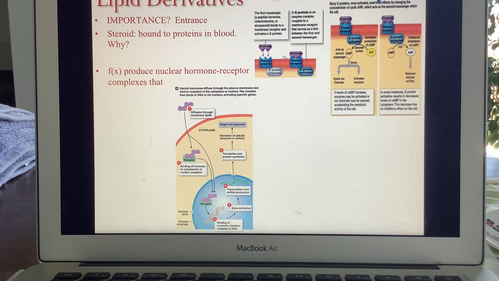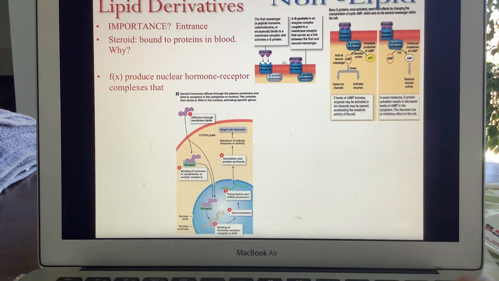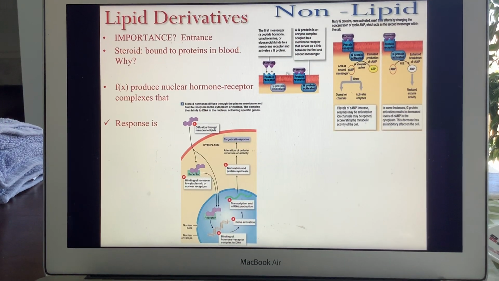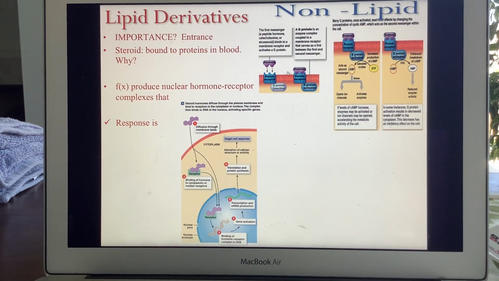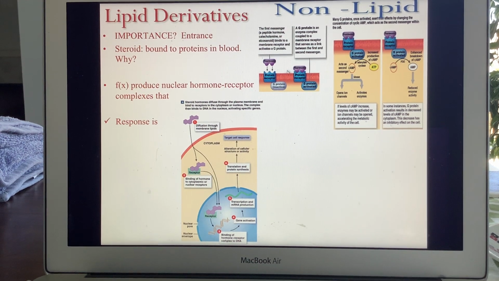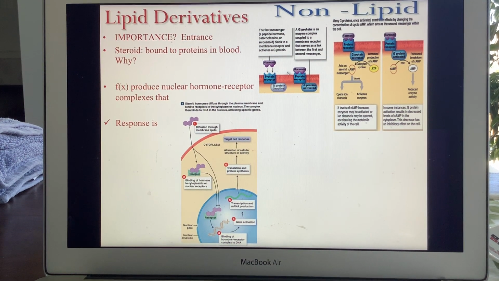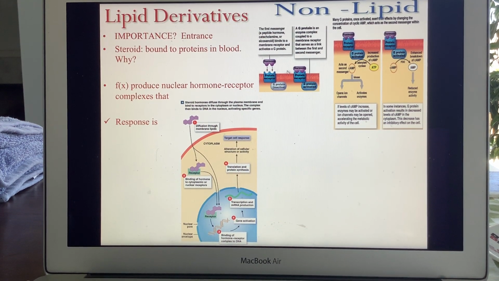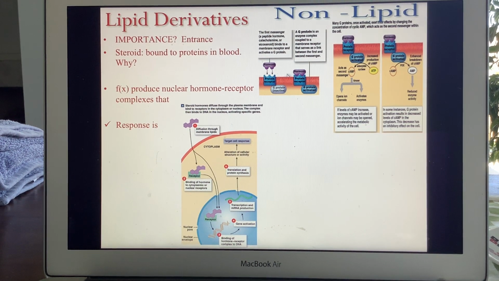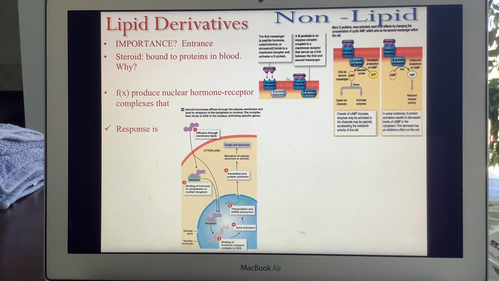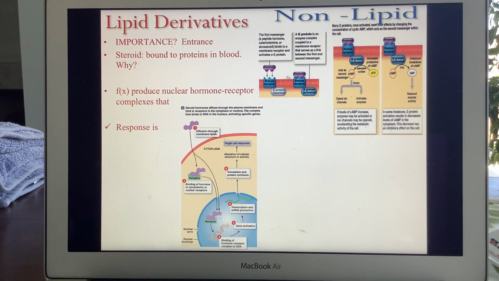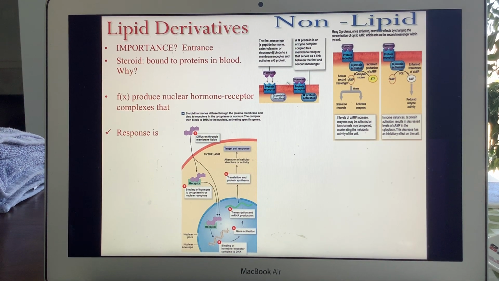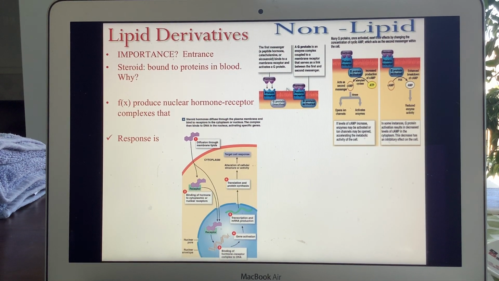So when we think of the responses for lipid-derived hormones, it is always going to be 1-to-1. What does that mean? 1-to-1 means that you have one hormone, you're going to have one response because it can only generate one effect of one enzyme. So lipid-derived hormones, steroids that are bound to proteins in the blood, they make nuclear hormone receptor complex that are going to activate genes to produce a protein. That means that one hormone causes one response.